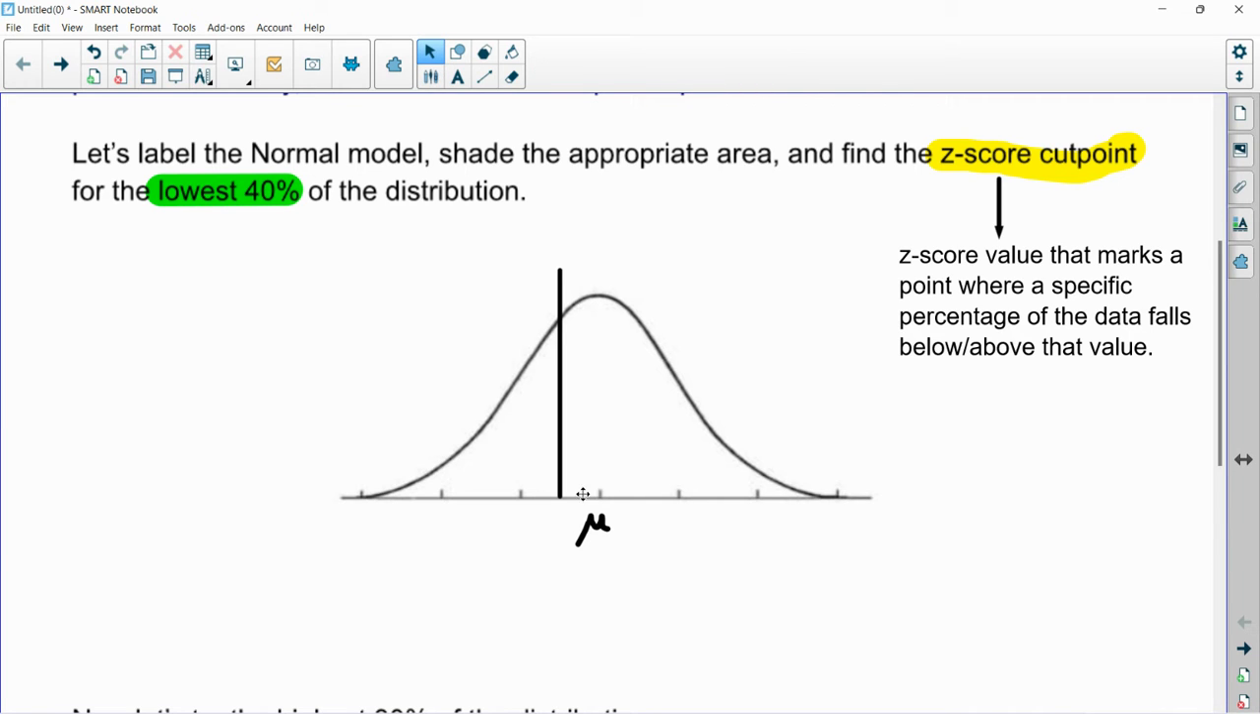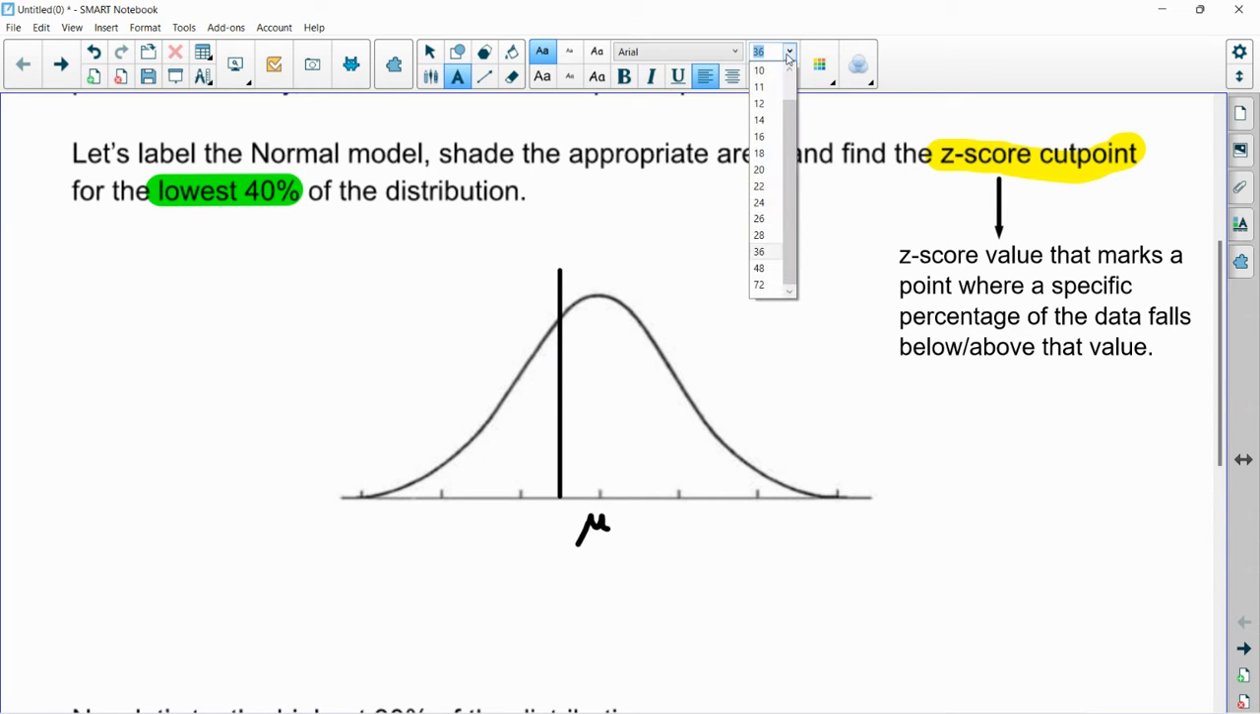All right, so here's our mu, here's our mean, dead center. We're estimating that our z-score cut point, and that's the number we're looking for, we're looking for a z-score, is going to be right here where this vertical line is. And we're indicating that 40% of our data falls to the left of that. So let's go ahead and also mark that. Let's put a 40% here.